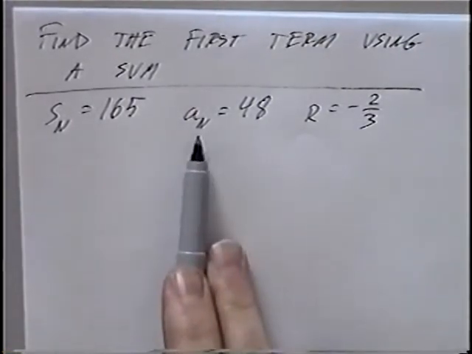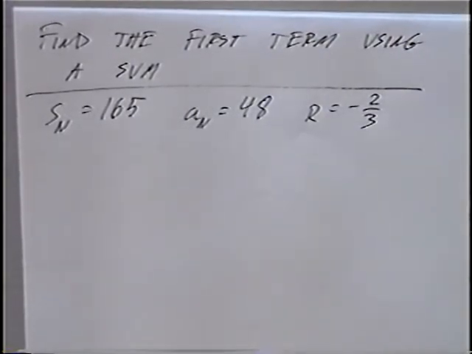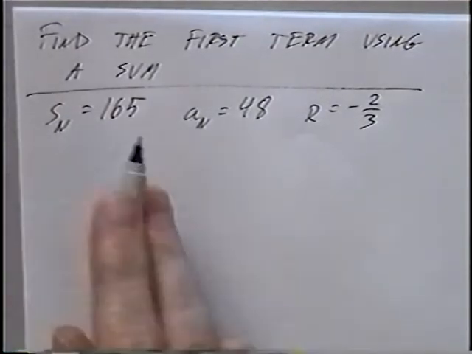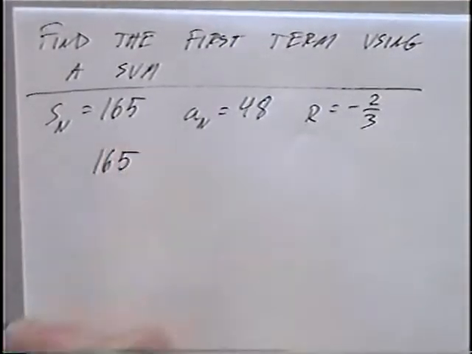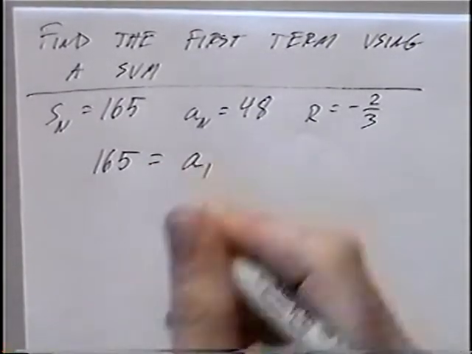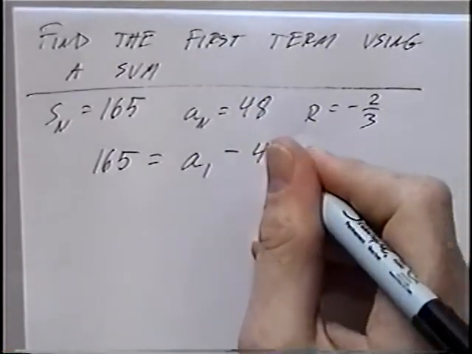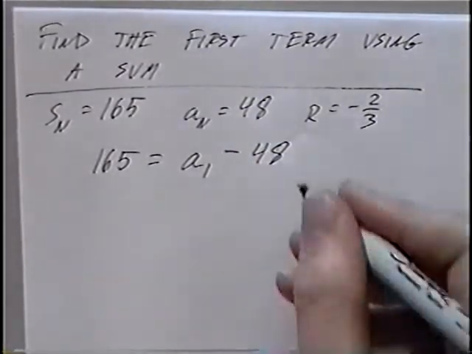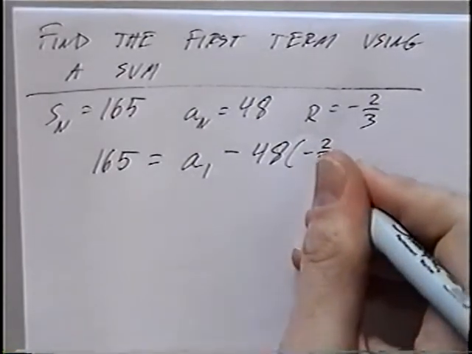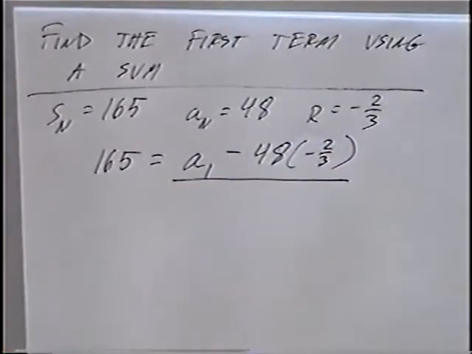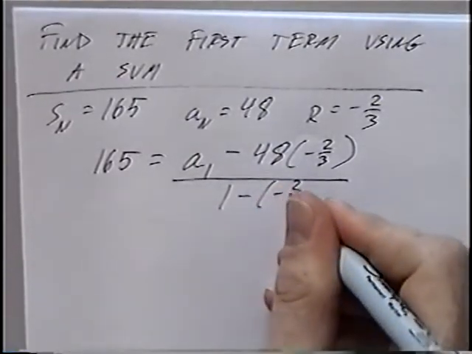Using the sum, the last term, and the rate, we can use the second formula that we did in the previous section and find what a sub 1 would be. S sub n, or the sum, would be 165, equals a sub 1, which is what we're looking for, minus a sub n, which is 48, times the rate, which is negative 2/3, divided by 1 minus r, which would be 1 minus a negative 2/3.